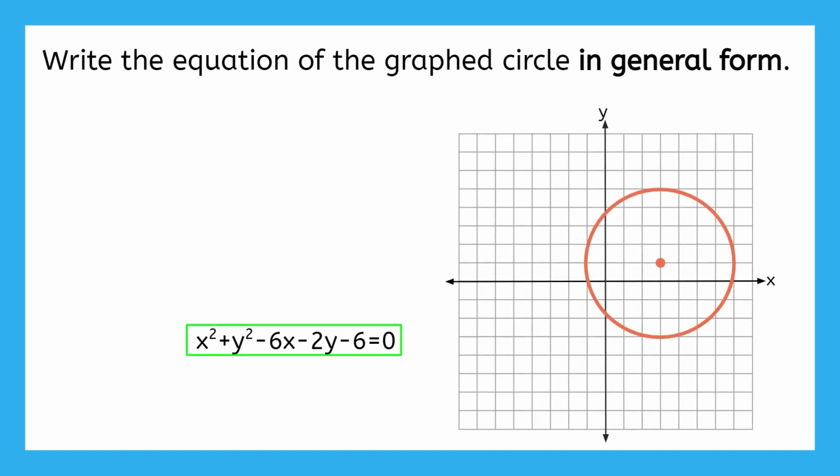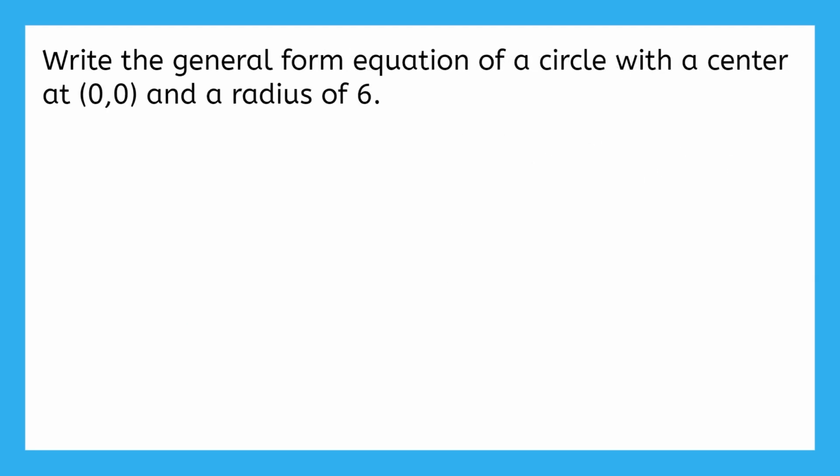All right, let's do one last example together. This problem says to write the general form equation of a circle with a center at (0, 0) and a radius of 6. How should we start? You got it. First, we need to write the standard form equation. So what does that look like? Since both h and k of the center are 0, that just looks like x squared plus y squared. And since r is 6, r squared is 36.